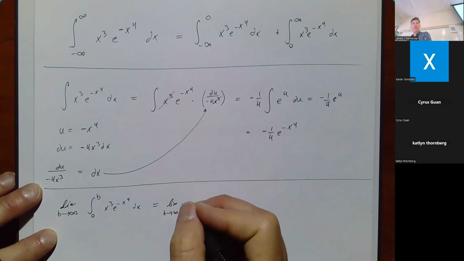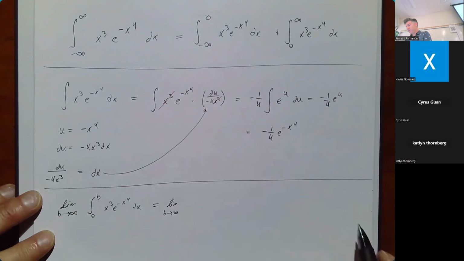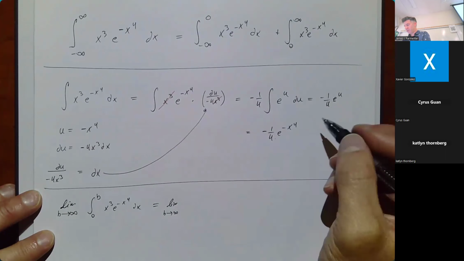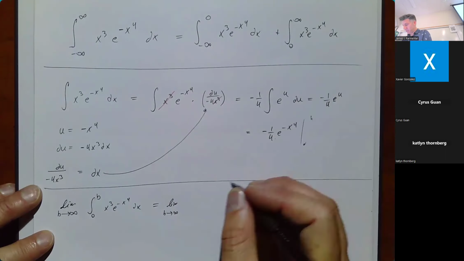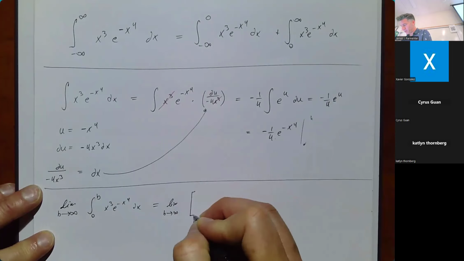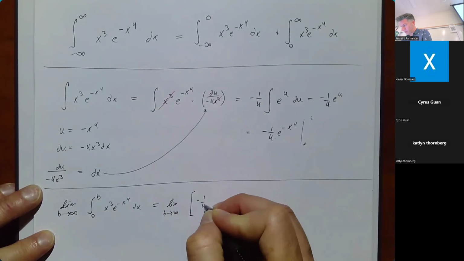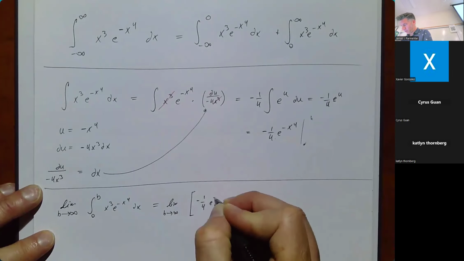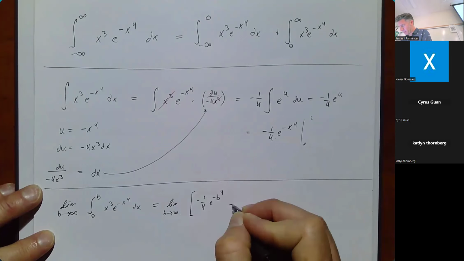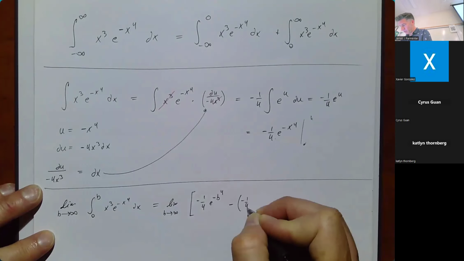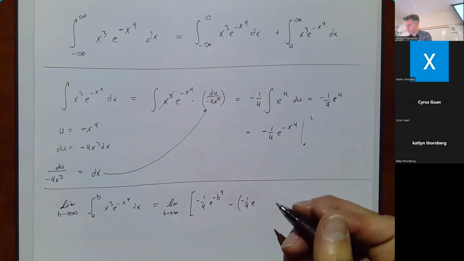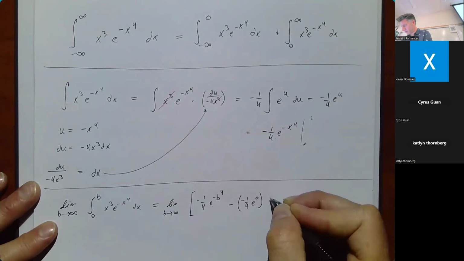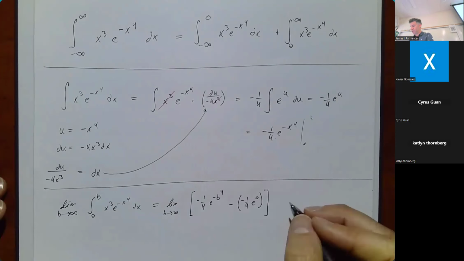So it's going to be the limit as b goes to infinity. I'm going to skip a step. Instead of writing this evaluated between 0 and b, I'm just going to plug in the b and plug in the 0. So that's the limit as b goes to infinity of negative 1/4 e to the negative b to the fourth minus negative 1/4 e to the negative 0 to the fourth. I should just write 0, because negative 0 to a power is still just 0.